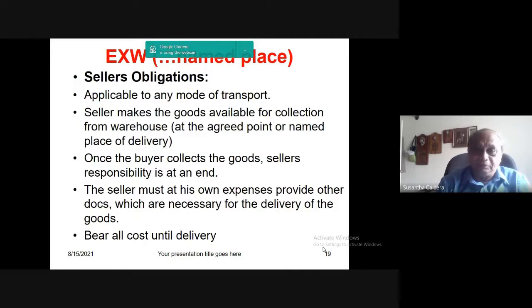Then under export, the seller's obligations, the questions you are going to get: they will never ask what are the 11 Incoterms. The examiner will not ask that. But the examiner will ask what are the Incoterms relevant to sea and inland waterway. What are the Incoterms relevant to sea and inland waterway? Tell me.